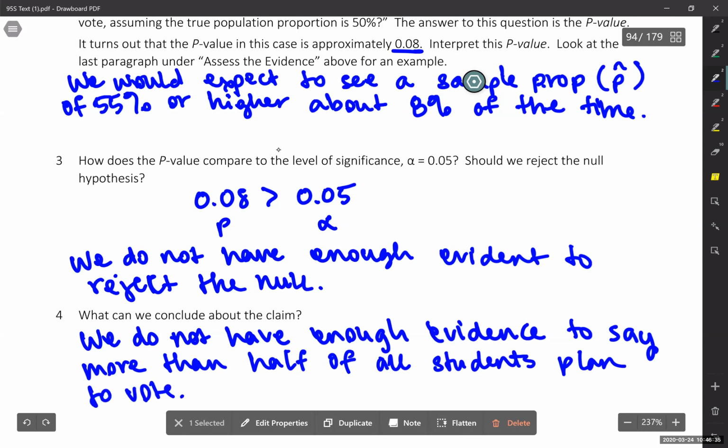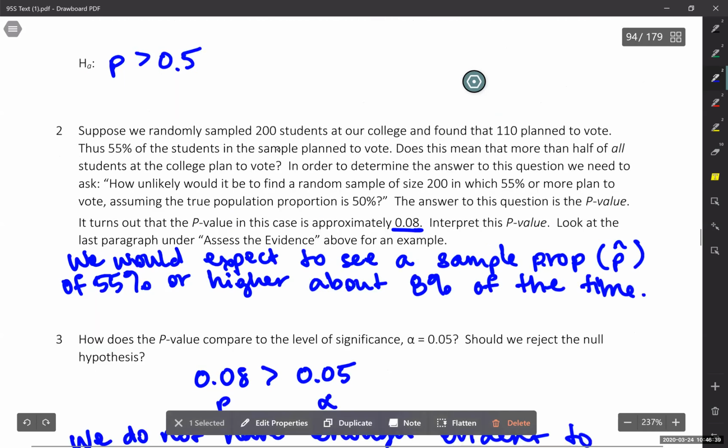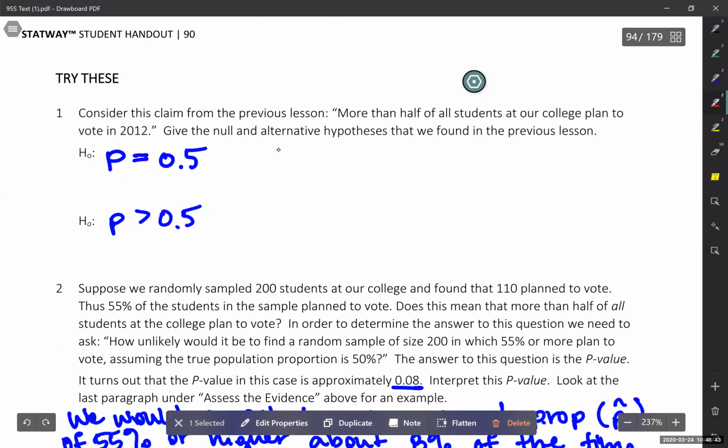I didn't have enough evidence to reject, so let me just put some notes here. Not enough evidence to reject.